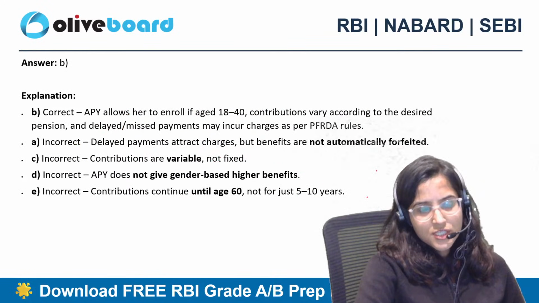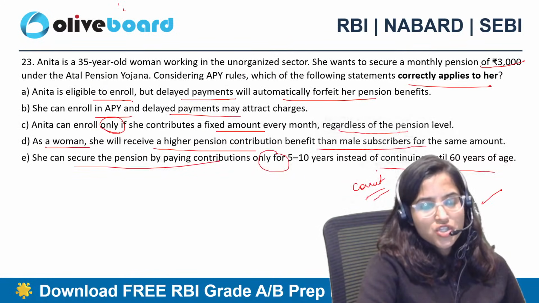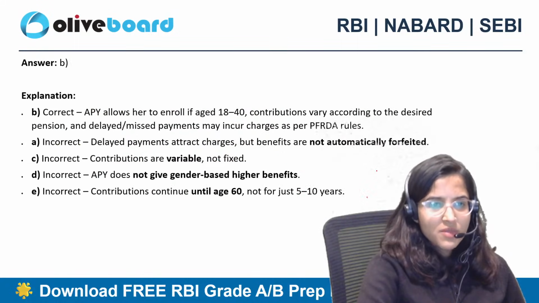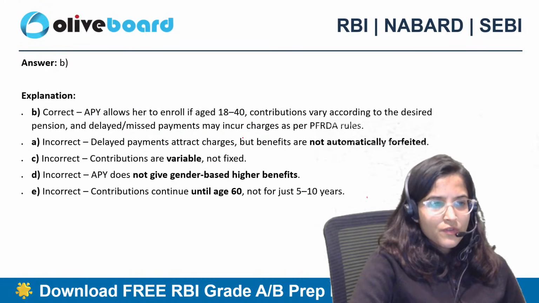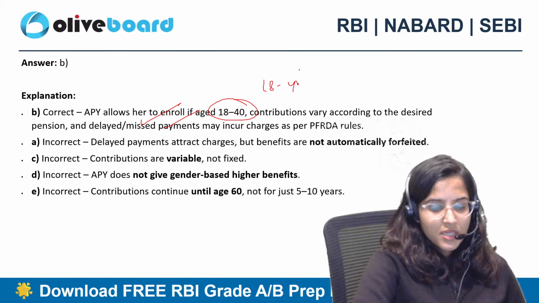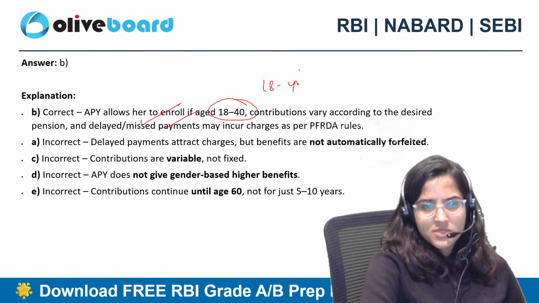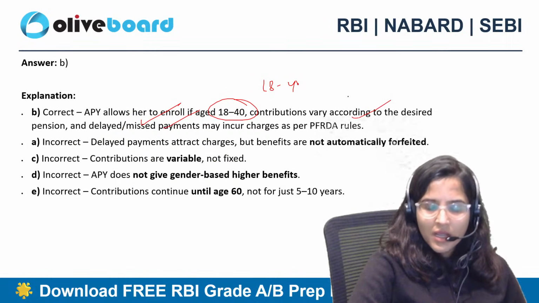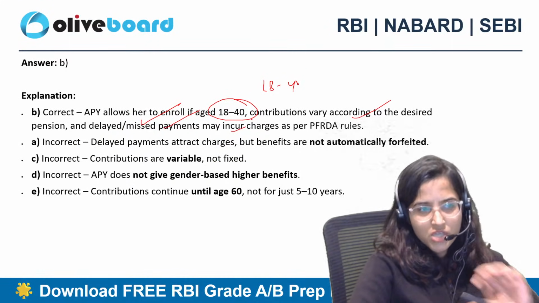The correct answer is B, which is she can enroll in APY and delayed payments may attract charges. ठीक है? Fine. तो बी ही करेक्ट है. APY allows her to enroll if she is from 18 to 40 years. तो अभी कितनी एज है? 35 ईयर ओल्ड है, तो आराम से कर सकती हैं. और कंट्रीब्यूशन डिपेंड करेगा, डिले होगा तो इनकर करेंगे चार्जेस.